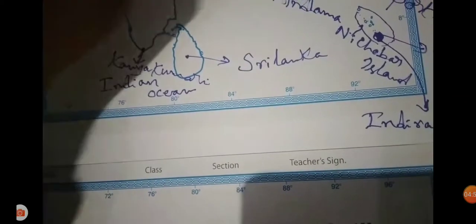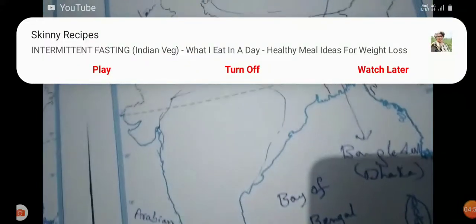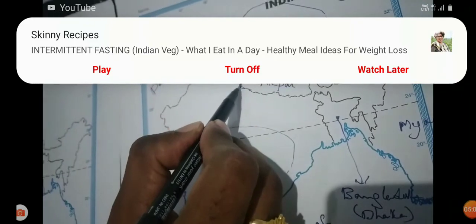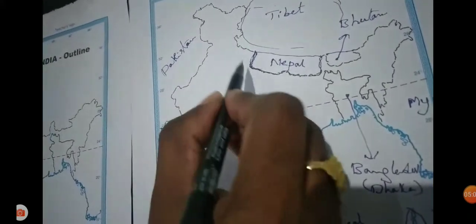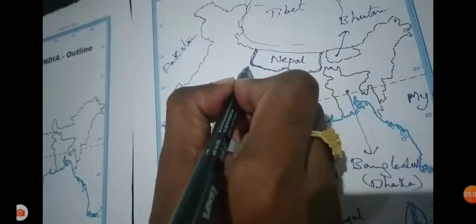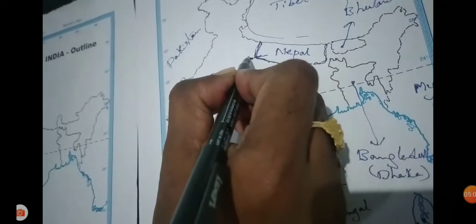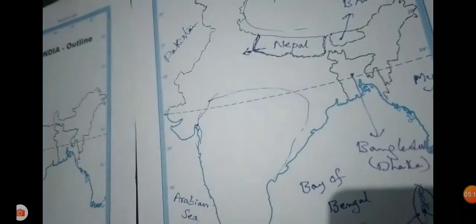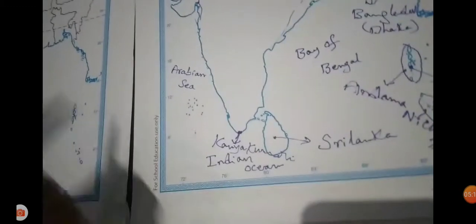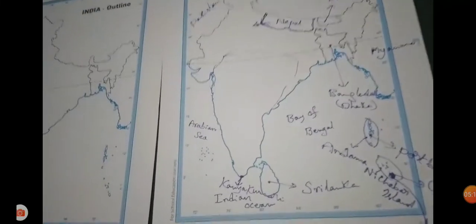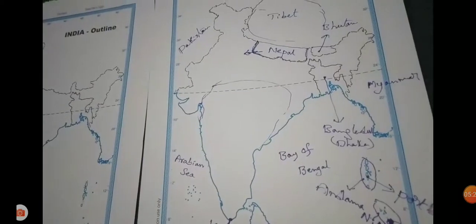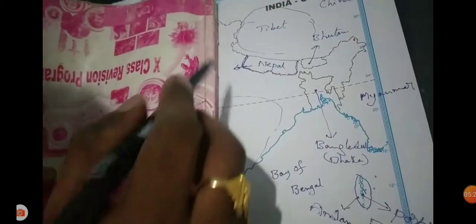Now, the capital of India. How can we identify New Delhi easily? Take the northwestern corner of Nepal, sorry, the southwest corner of Nepal, and also Kanyakumari. You should draw a straight line from Kanyakumari to K2 mountain. One straight line you should draw from Kanyakumari to K2 mountain.